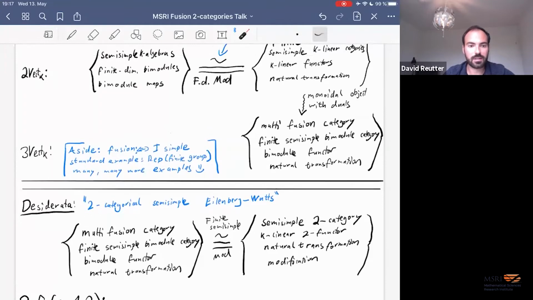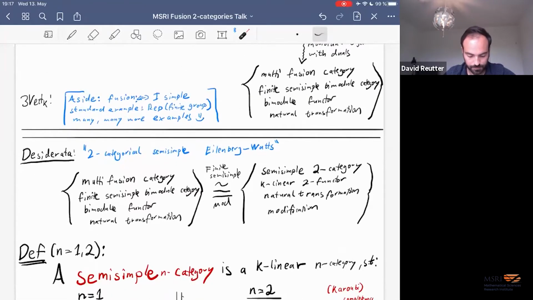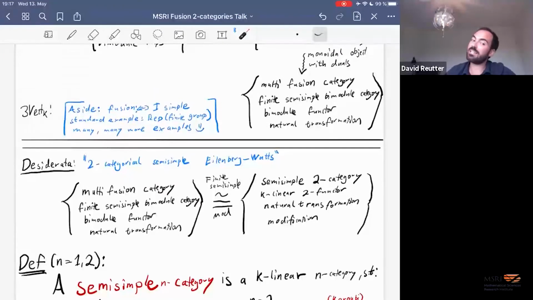Okay, so let's look at some actual definitions. The way I'm going to present this now is that I'm always going to give the definition in dimension 1 and in dimension 2 in parallel, to show you that I'm basically just doing the same things over again. So for those of you who haven't yet seen the definition of a semi-simple category, for example, or multi-fusion category, you'll see the definitions now in parallel to the 2-categorical versions. Okay, so let's fix n as either 1 or 2 in this story.